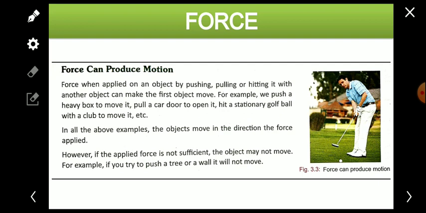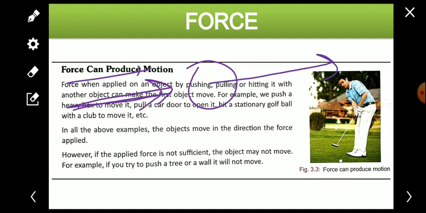Okay, the motion is produced, but what is the direction of the motion? In which direction do objects start to move? Suppose this is the ball and we apply the force in this direction, then the ball will move in this direction only. If we apply the force in another direction, the ball will move in that direction only. It means the direction of the motion is the same as the direction of the force applied. In whichever direction we apply the force on the object, in the same direction it will start moving.